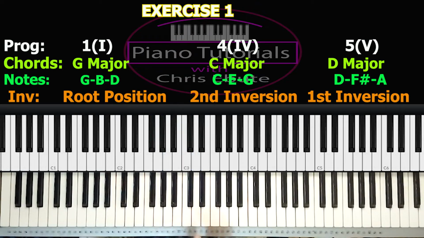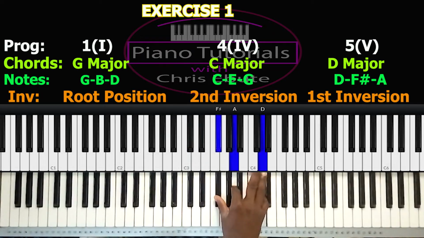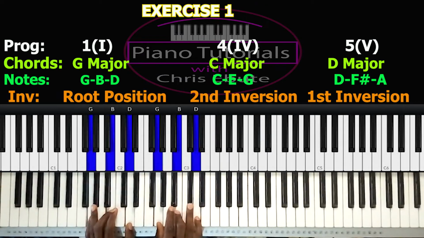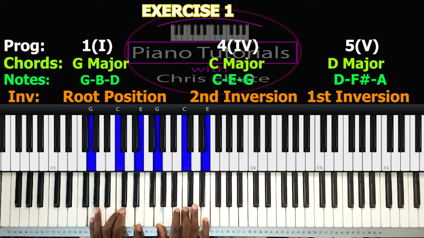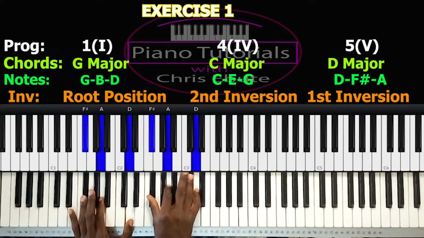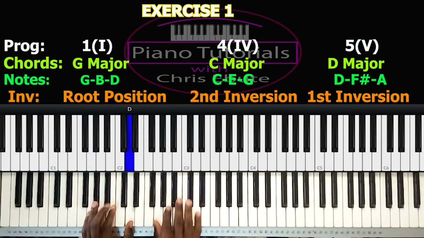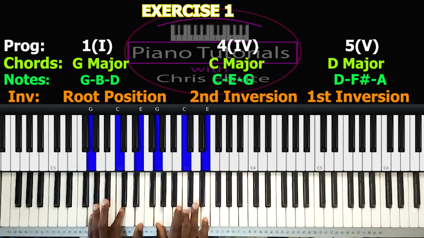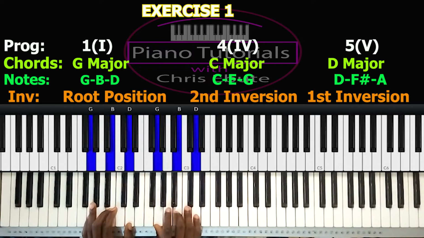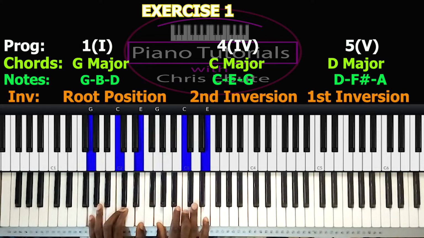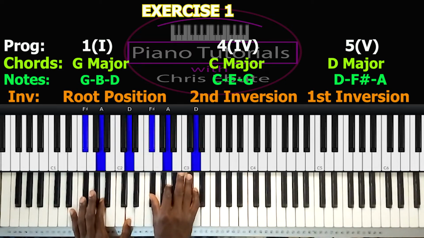Then the 5 chord, this is a 5 chord. We'll play it in first inversion. So, okay. So the 1 chord, root position, 4 chord, second inversion, 5 chord, first inversion. So we go like this. 1. That's it. So you see, I'm practicing the progression using different inversions.